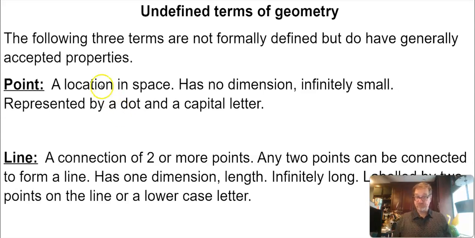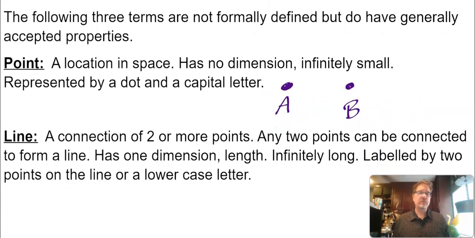But in general, a point's a location in space. It is infinitely small. It actually has no dimensions at all. Usually, we represent it with a dot, and then if I want to name this place, I would name it with a capital letter. Always a capital letter. If you don't use a capital letter, you get marked wrong. And then another point could be point B. So these are two different locations in space because they're two different letters.